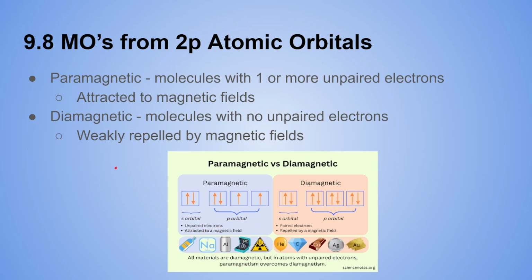So diamagnetic are just the opposite, molecules with no unpaired electrons, and they are weakly repelled by magnetic fields. So here we have every shell full, and here's some examples, right? It's pretty easy to understand. You have unpaired electrons, paramagnetic, or paired, diamagnetic.